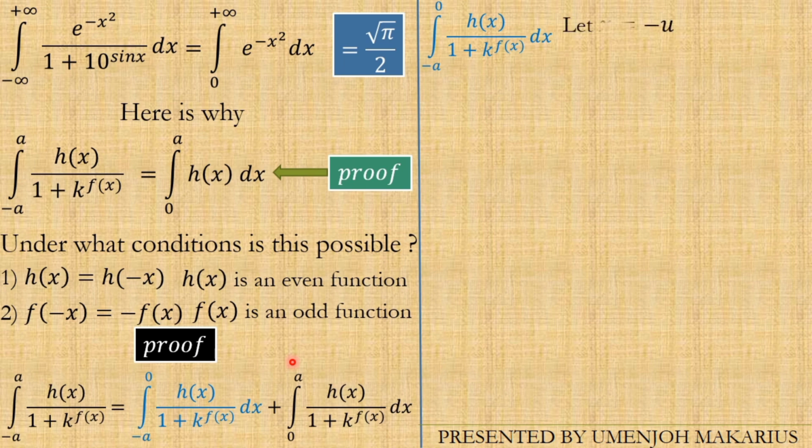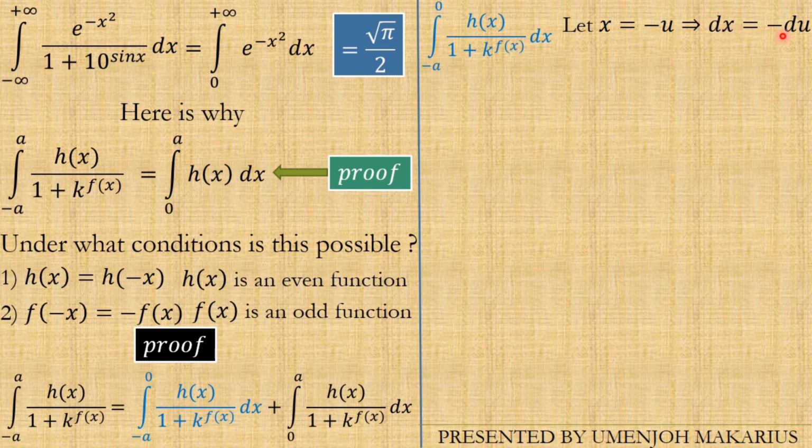We are going to let x be negative u. That therefore implies, guys, if we differentiate x, we are going to have negative du. All right, so our integral now simply translates into, keep in mind that negative a and 0 are x values. So when x becomes negative a, you plug it in here, our u becomes what? a, right? And when x becomes 0, u obviously becomes 0.